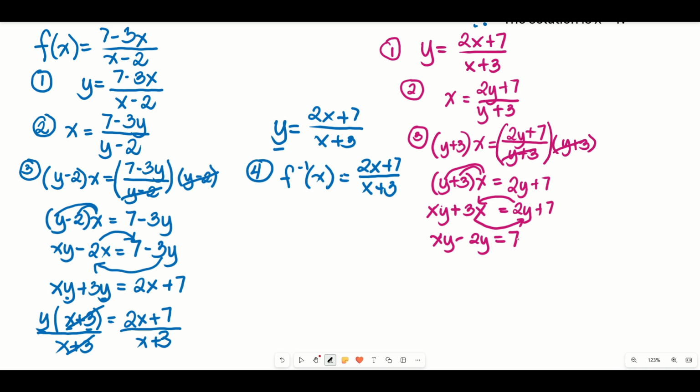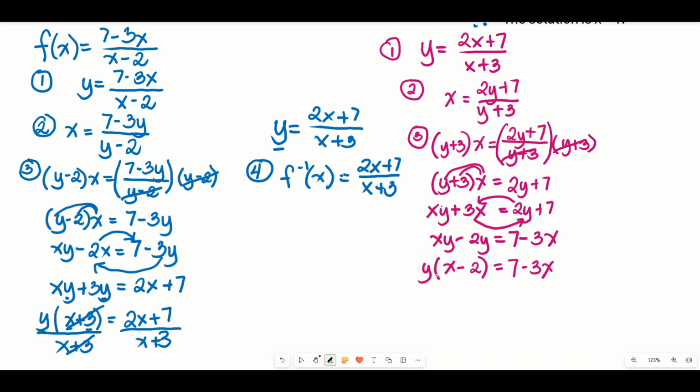3x, lipat mo sa kabila, will be negative 3x. And then again, common factor kay xy at kay 2y at kay negative 2y is si y. So, ilalabas ko si y. And I'll have xy divided by y is x. And negative 2y divided by y is negative 2. Equal to 7 minus 3x.